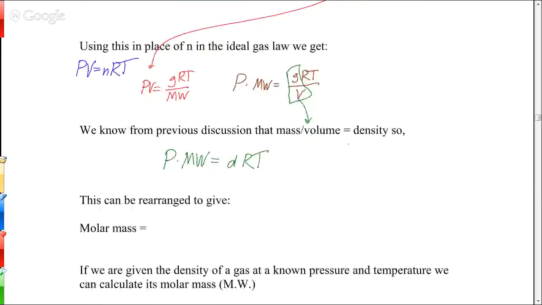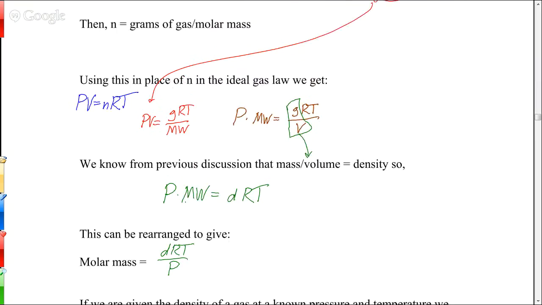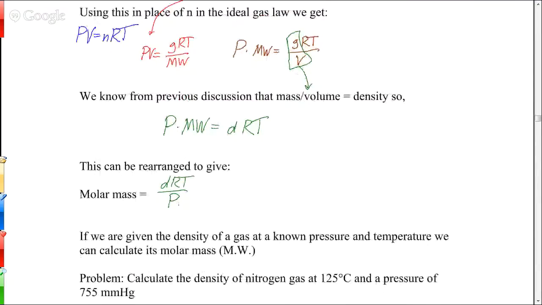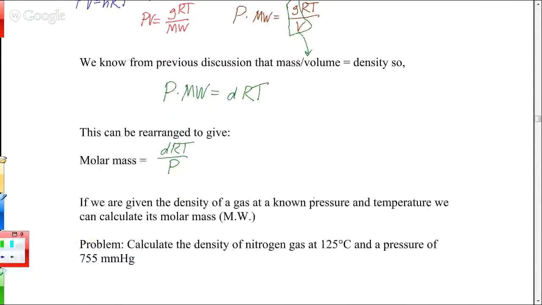And then we can rearrange this and put pressure on the other side to find that the molar mass is the density times R times T divided by the pressure. So that was a lot of just moving stuff around and recognizing some equivalencies. But the advantage of all that is that now, if we're given the density of a gas at known pressure and temperature, we can calculate its molar mass.